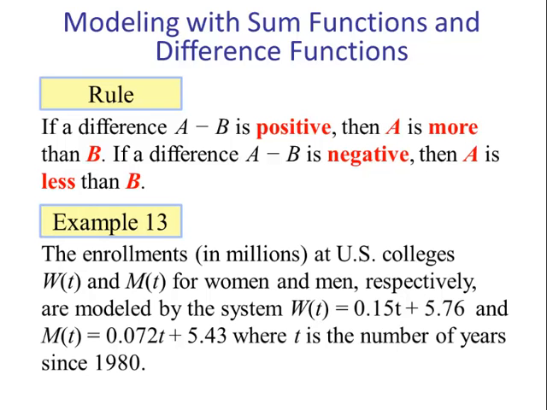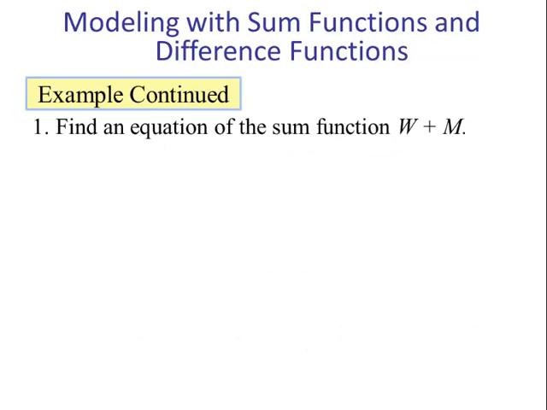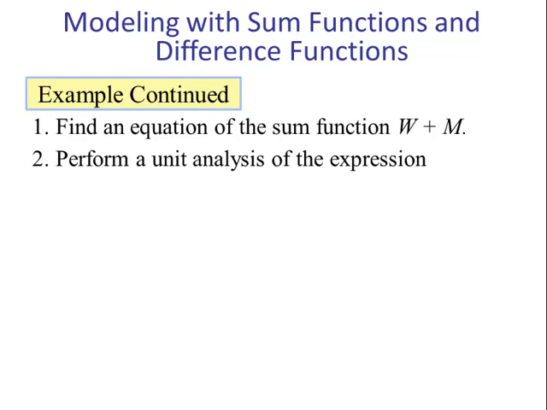So let's use this idea. Example 13. The enrollments in millions at U.S. colleges, W of t and M of t, for women and men, respectively, are modeled by the system W of t equals 0.15t plus 5.76 and M of t equals 0.072t plus 5.43, where t is the number of years since 1980. Number 1. Find an equation for the sum function W plus M. Number 2, perform a unit analysis of the expression W of t plus M of t.